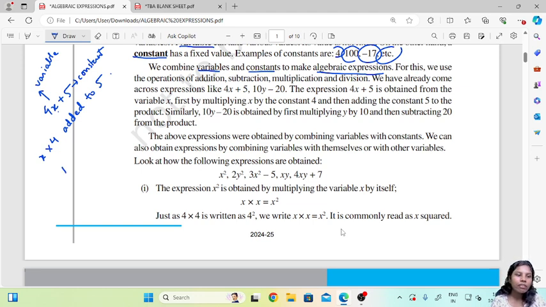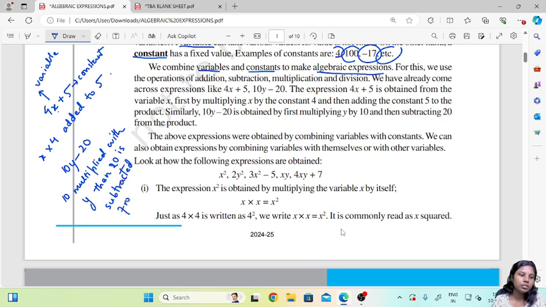So similarly, say you have 10y minus 20. In this also first 10 is multiplied with a variable y and then 20 is subtracted from that product. Because see, this is basically 10 into y, right? So this will give us some product, and 20 is subtracted from that.